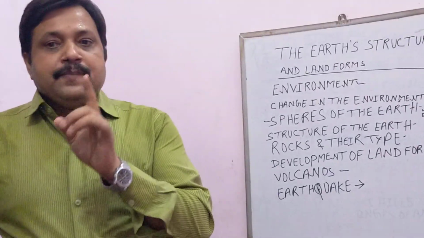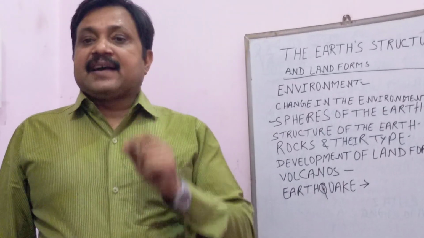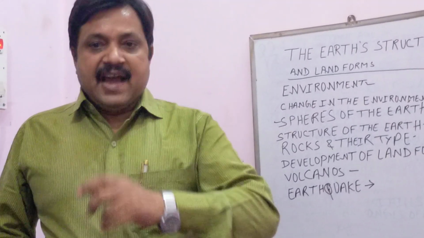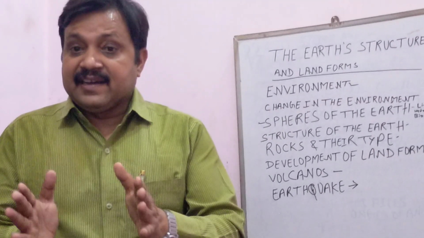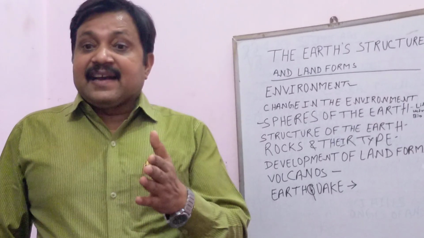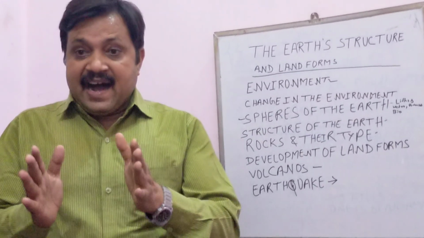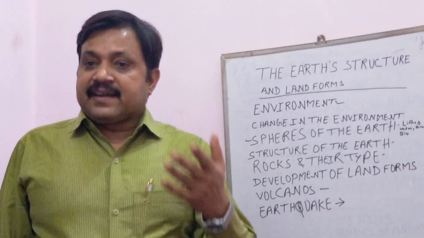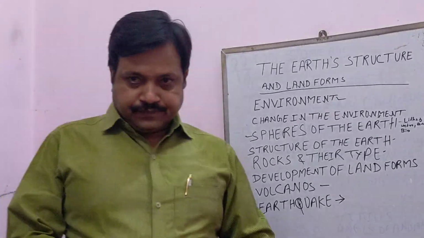Silica and alumina are the two main mineral constituents of the continental mass and it is called sial. The oceanic crust is denser than the continental crust. The oceanic crust is called sima as it is made up of silica and magnesium, and the average density of the crust is 3 gram per cubic centimeter.